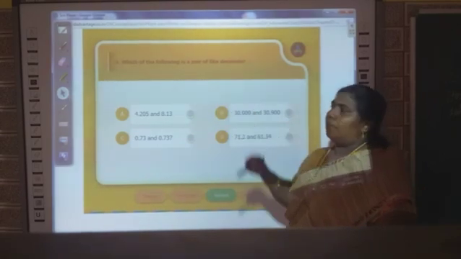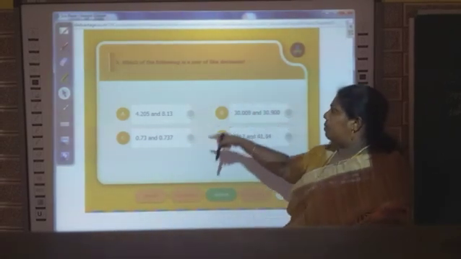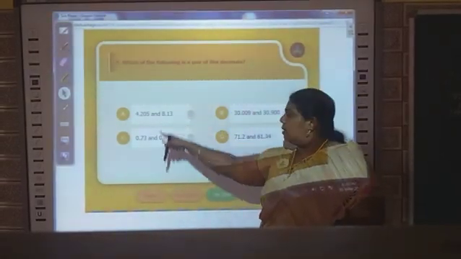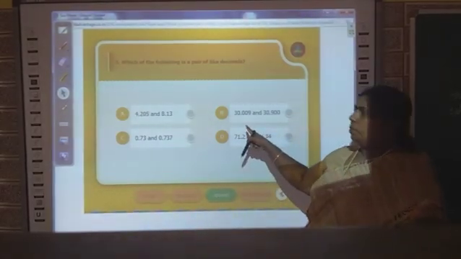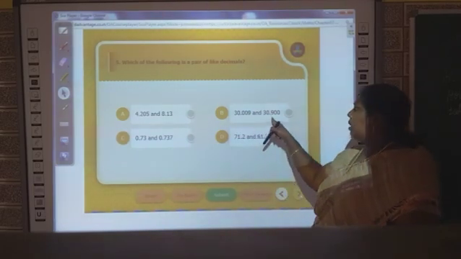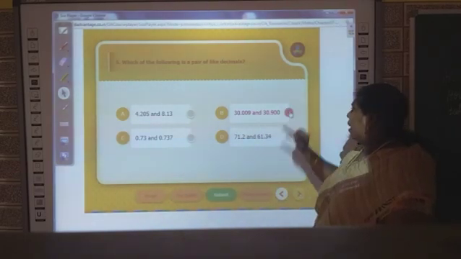Here which of the following is a pair of like decimal. Okay, like decimals. This is unlike decimal, isn't it? This is also unlike decimal. This is like decimal with 30.009 and 30.900. It's like decimal.